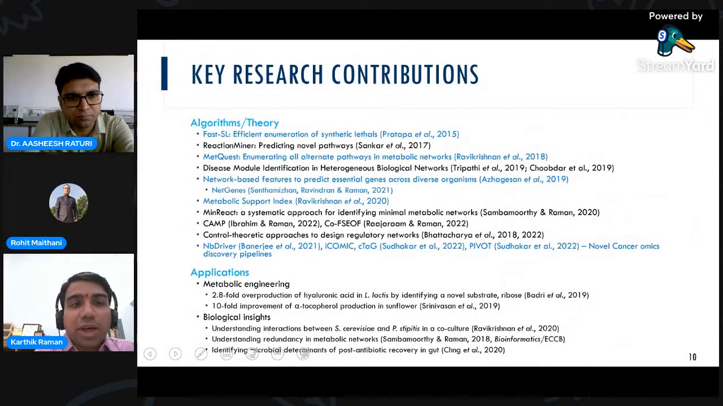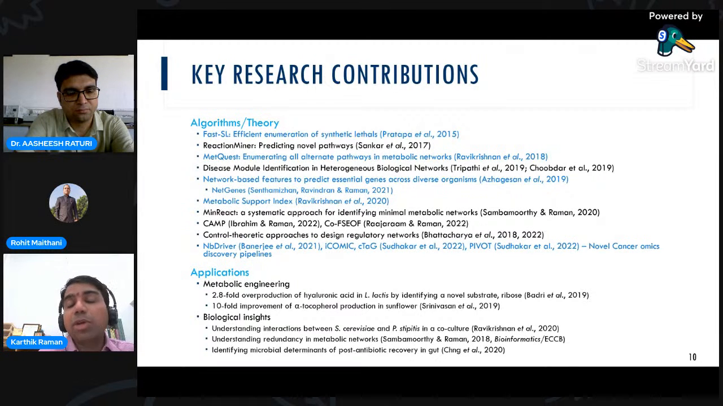And these are some of our key research contributions. We've contributed quite a few algorithms and theory in terms of understanding various kinds of networks, metabolic networks in particular, and also algorithms that focus on identifying important mutations. I'm going to talk about a few of these today, but you can read about more of these on my website. The applications that typically excite us are in metabolic engineering and in obtaining biological insights into various kinds of interactions. Particularly, of late, we are very focused on microbial interactions in microbiomes.